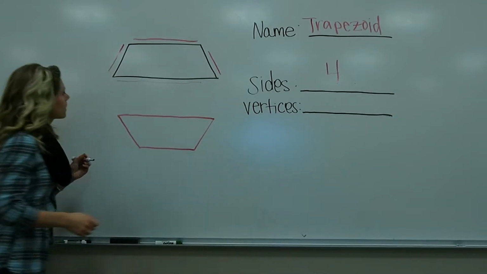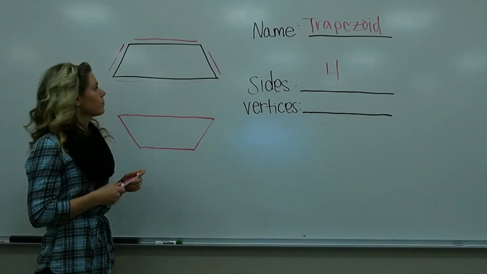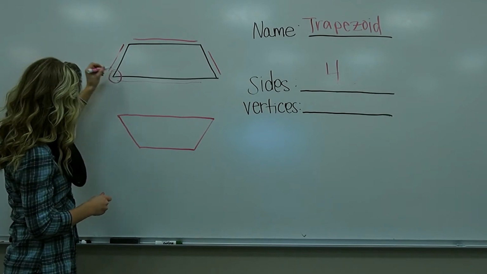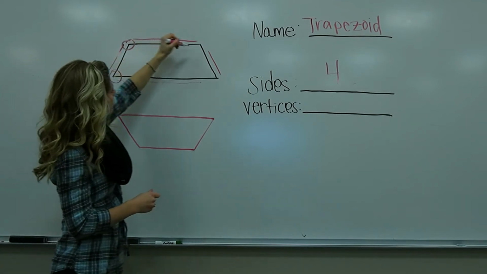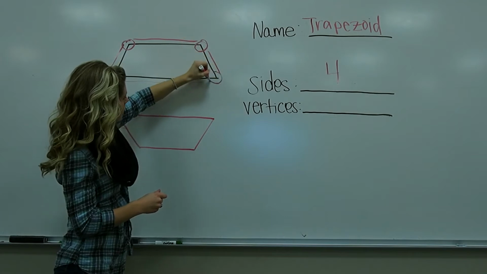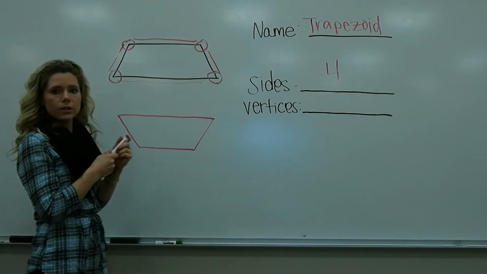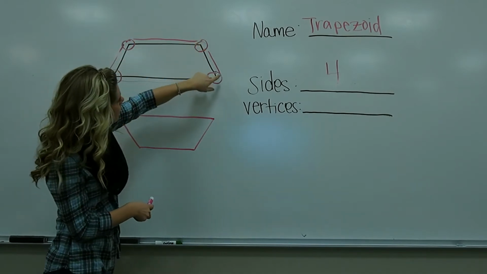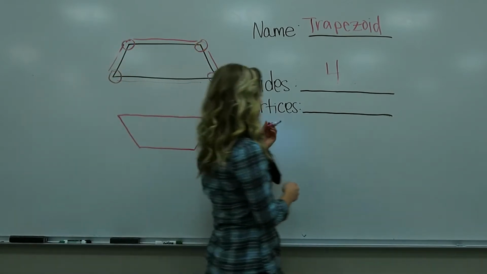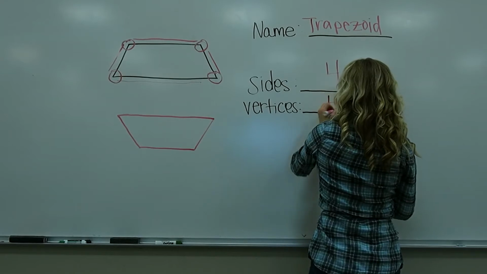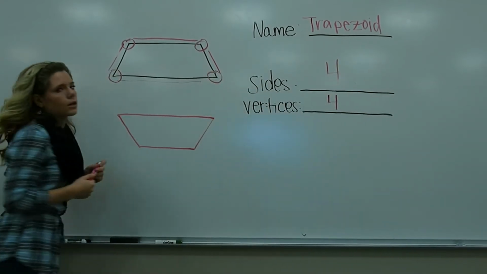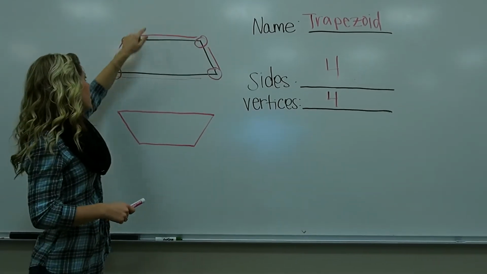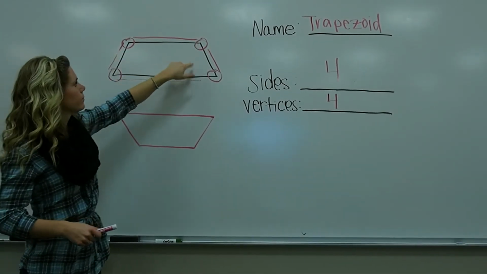Now let's check our vertices or our corners of the trapezoid. So our 2 lines meet here and here. So let's count and see how many corners or vertices we have. 1, 2, 3, 4. 4 vertices. So for review, our trapezoid has 4 sides or straight lines and 4 corners.